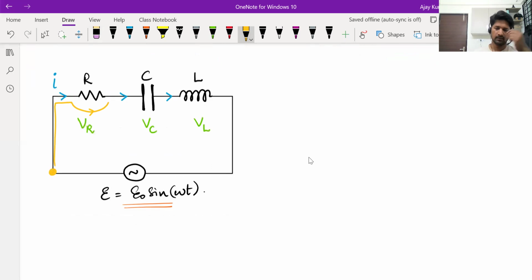Can one of you tell me how to write potential change across a resistance? So VR will be minus IR. Correct. Minus IR, because we are going in the direction of current. Next, how to write potential change across a capacitor? Because the next element we come across is the capacitor. Capacitor I forgot, but inductor is minus L di by dt.